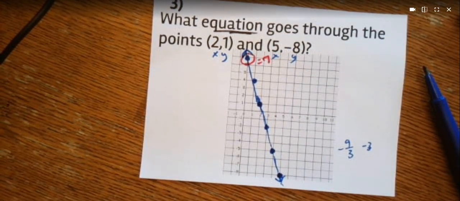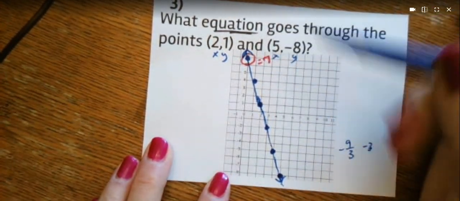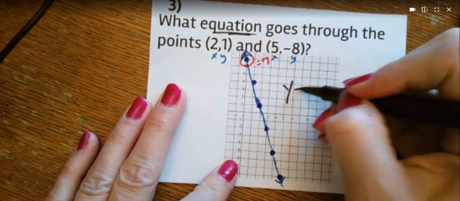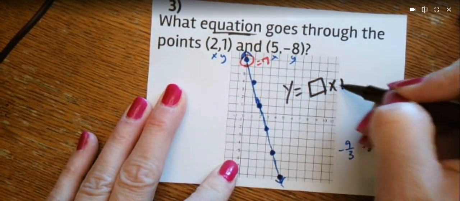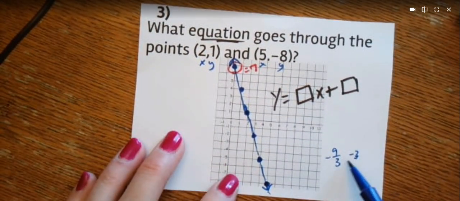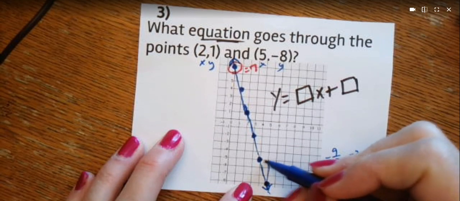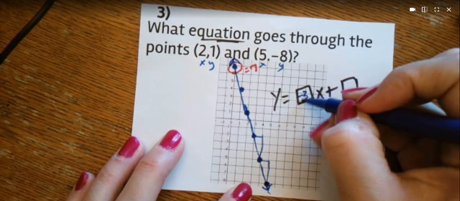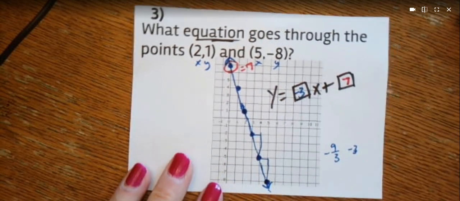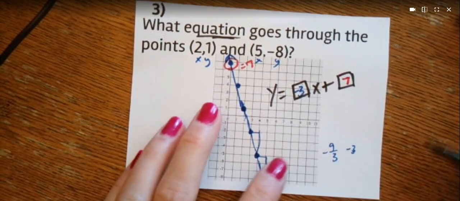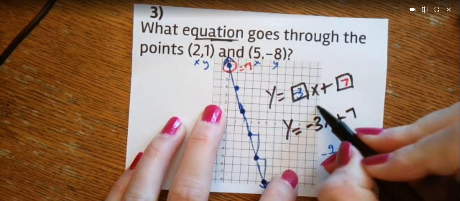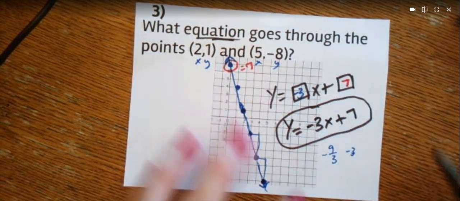I just didn't want to start drawing the line and not get it perfect, because I want to be sure I have that correct y-intercept. So I'm going to write y equals box x plus box. Okay, so what do we have for the slope? Well, we just figured that out. That was -3, right? Up 3, left 1, so -3. And then the y-intercept, that was at 7. So the equation of the line that goes through these 2 points is y equals -3x plus 7. There it is. See? Not bad.